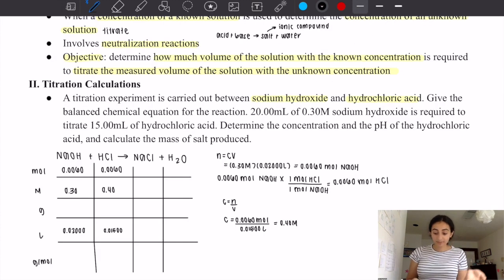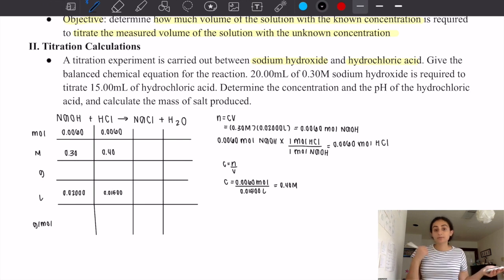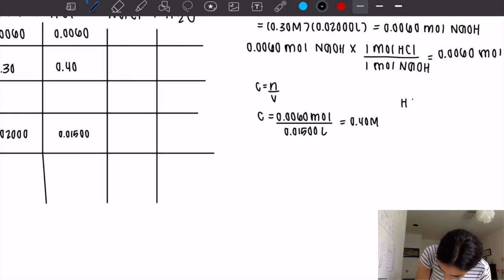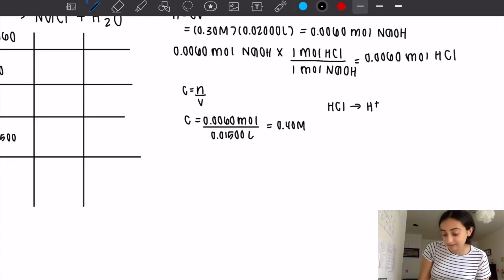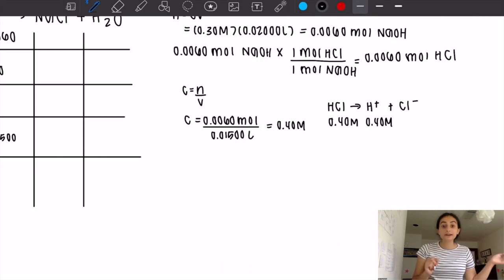Next, we need to figure out the pH of HCl, because it says determine the concentration and pH of the hydrochloric acid. So I showed in my previous video how to calculate pH and pOH from concentration. So what we're going to do, I'm going to do it over here, is dissociate HCl into H+ and Cl-. And we know that our concentration of HCl is 0.40 molarity, which means that our concentration of hydrogen is also going to be 0.40 molarity because there's no coefficient in front of H+.